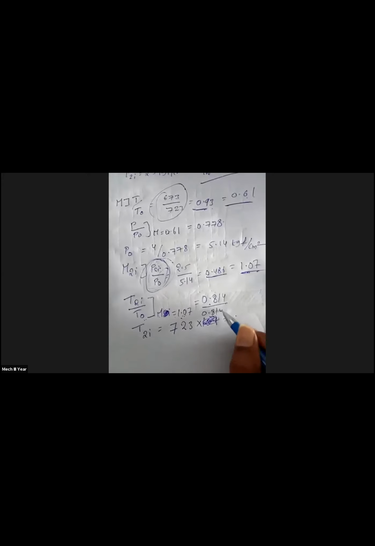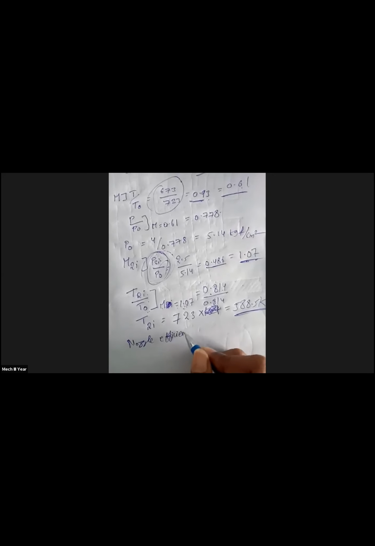Then T2I is equal to 723, that comes from T naught, into 0.814. Okay, correct, 0.814 is the value. So 0.814 into T naught gives T2I. Then here we find 588.5 Kelvin.